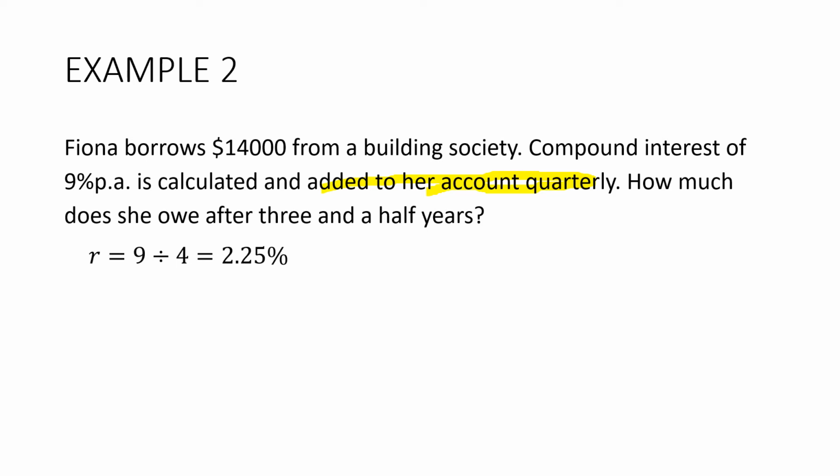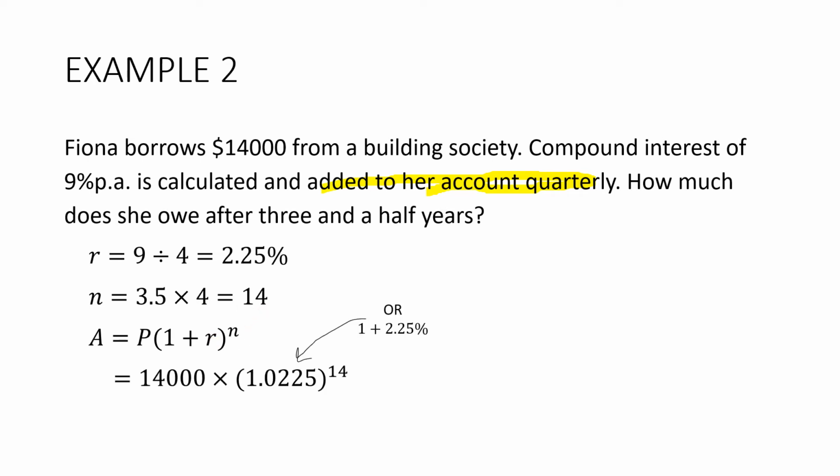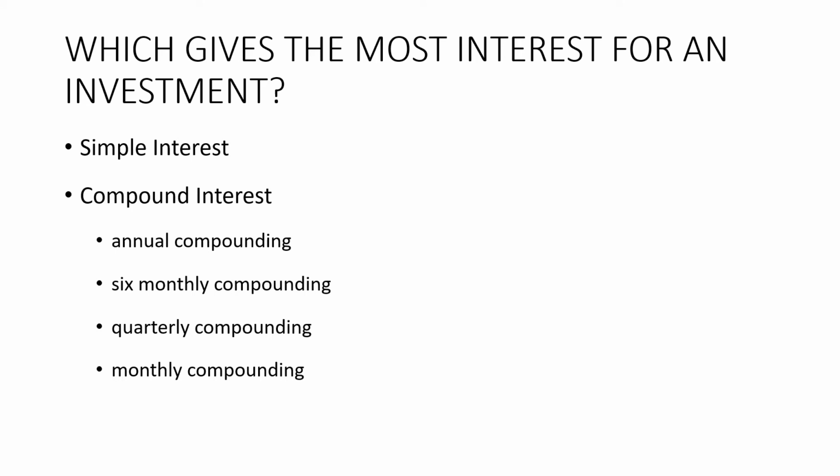Right, we'll start with R, which is 9%. We need to divide by 4, 2.25%. This is a tricky one, 3.5 years, so we need to know how many quarters there are in 3.5 years. So I've done 3.5 times 4, which is 14. Okay, now we're going to put it into the formula. There it is. P is 14,000. R is 2.25%. N is 14. In it goes. And you can see there how I have done the shortcut, but you are welcome to do that instead if you want to. And our answer is $19,116.77.